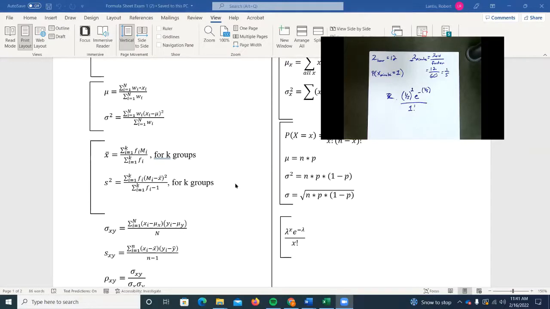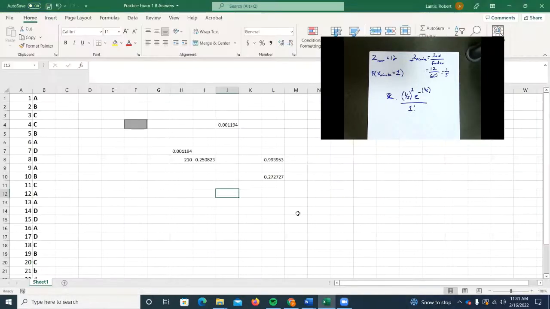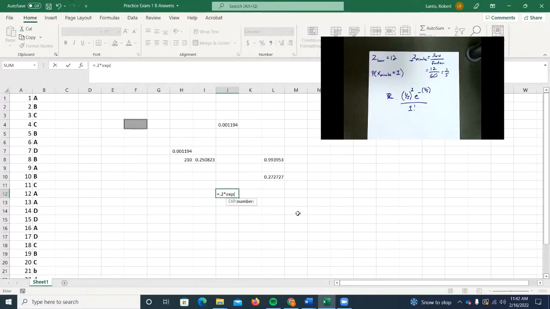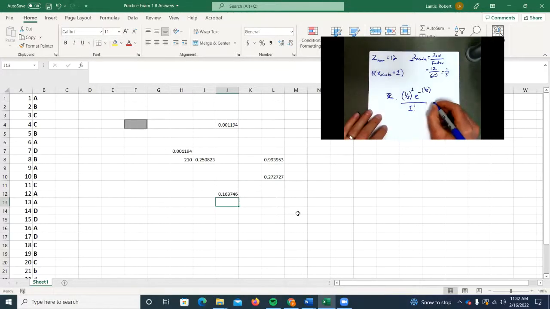I don't know what it is off the top of my head, so it's going to be 1/5 times e to the negative 1/5. So 0.2 is 1/5, times e to the negative 0.2. If you get that entered in your calculator correctly, it should be about 0.16.